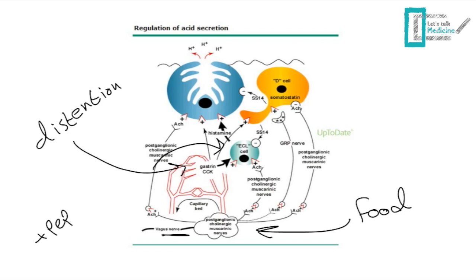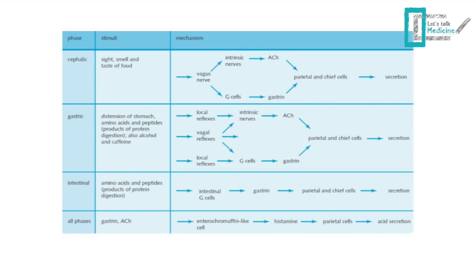Also, if we have peptides, small peptides tell the G cells to produce gastrin, which also tells the parietal cells to produce more hydrochloric acid. Okay? So what we discussed is the phases of the gastric acid secretion. Now we just need to put the names.